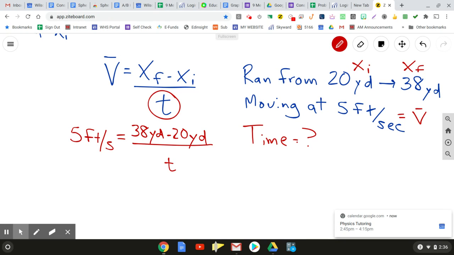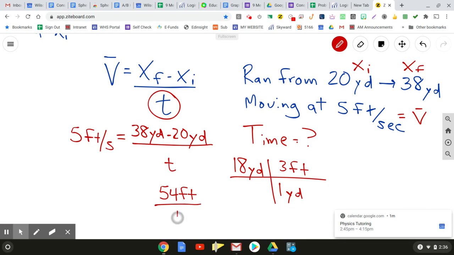Now, if you notice, we have some issues with the units here. So we can do one of two things. We can either change our displacement into feet, or we can change our velocity into yards per second. I'm going to elect to change this, because when we subtract those, we're going to get 18 yards. And we could do a little unit conversion practice here. In 1 yard, we have 3 feet. So this entire displacement is going to be 54 feet, all over our unknown time equals 5 feet per second.